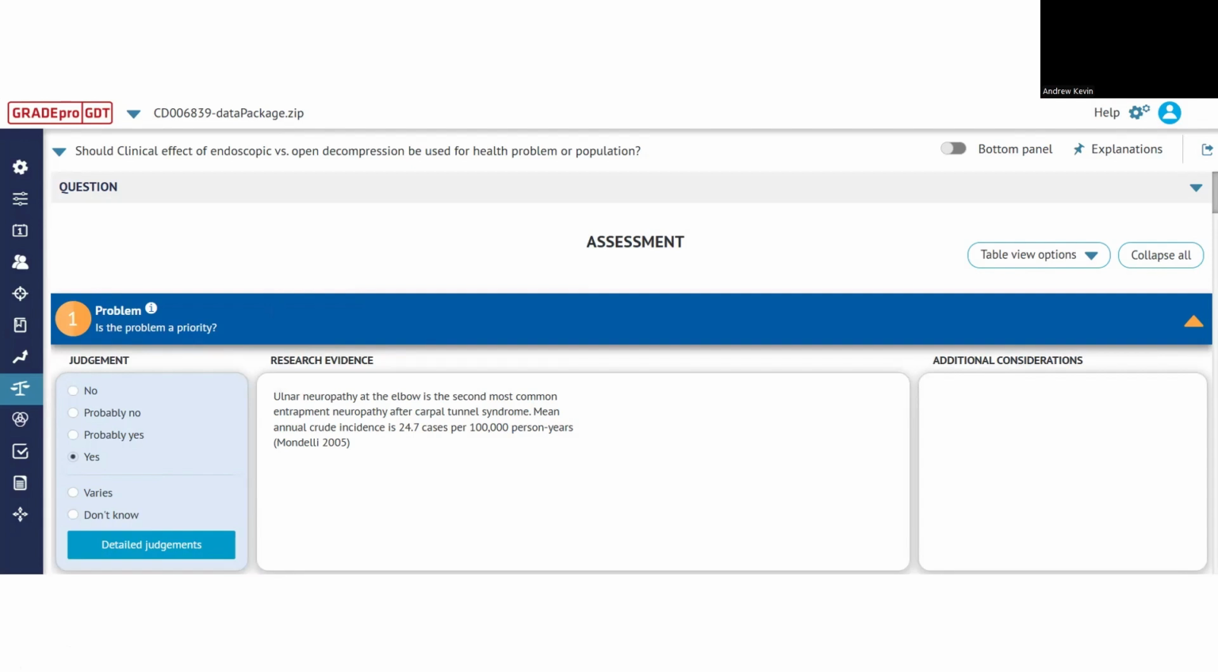For instance, the first pop-up box asks, is this problem a priority among our patients? My judgment I have given as yes, because ulnar neuropathy at the elbow is actually the second most common entrapment neuropathy after carpal tunnel syndrome, with an annual incidence of 24.7 cases per 100,000 per year.